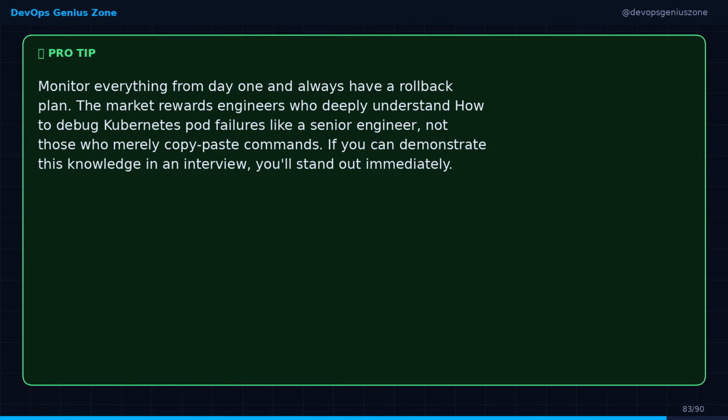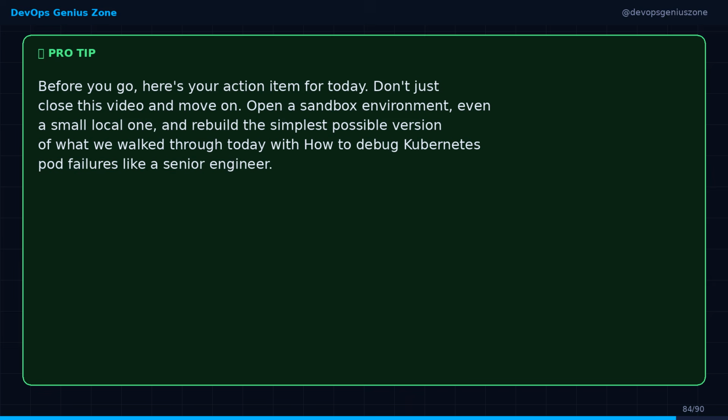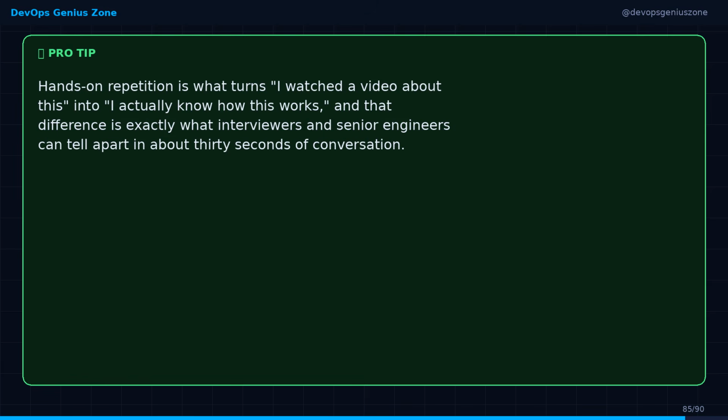To summarize, knowing how to debug Kubernetes pod failures like a senior engineer is critical in the 2025 US DevOps job market. Start right by understanding requirements before touching configuration and version control everything. Follow best practices around least privilege, small changes, automation, and documentation. Monitor everything from day one and always have a rollback plan. The market rewards engineers who deeply understand this, not those who merely copy-paste commands. If you can demonstrate this knowledge in an interview, you'll stand out immediately.